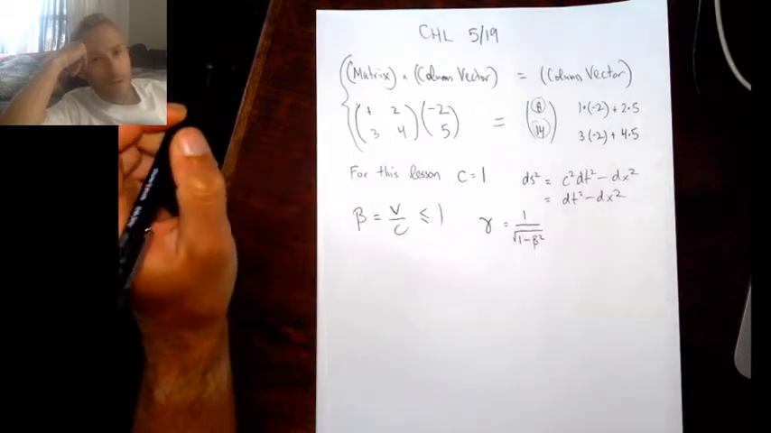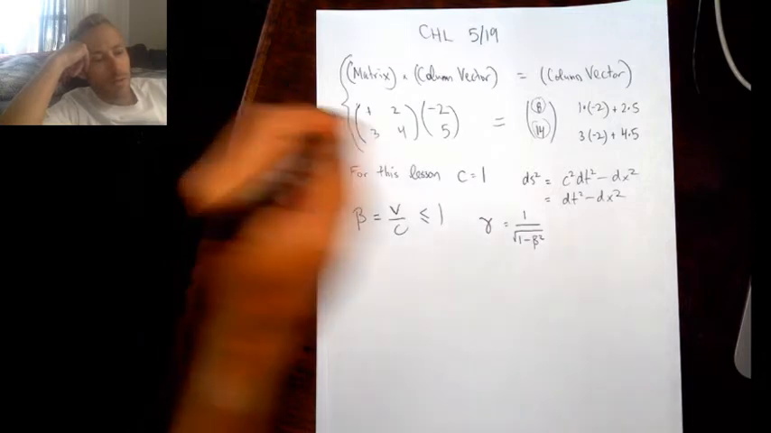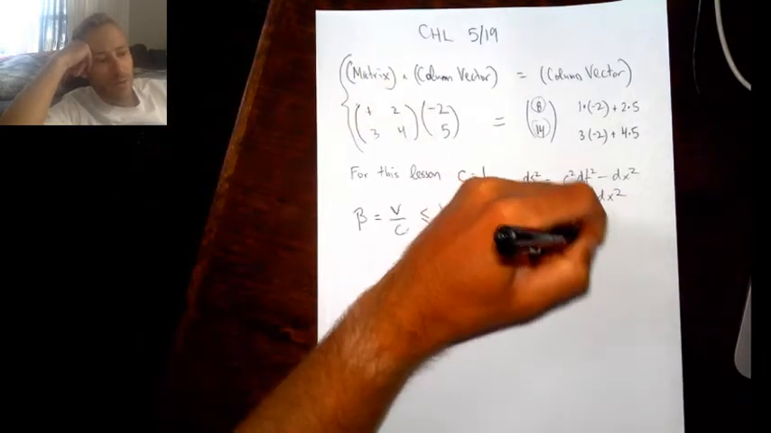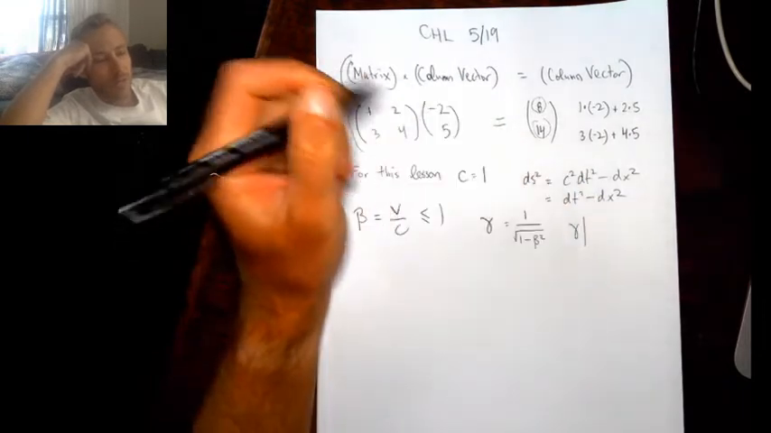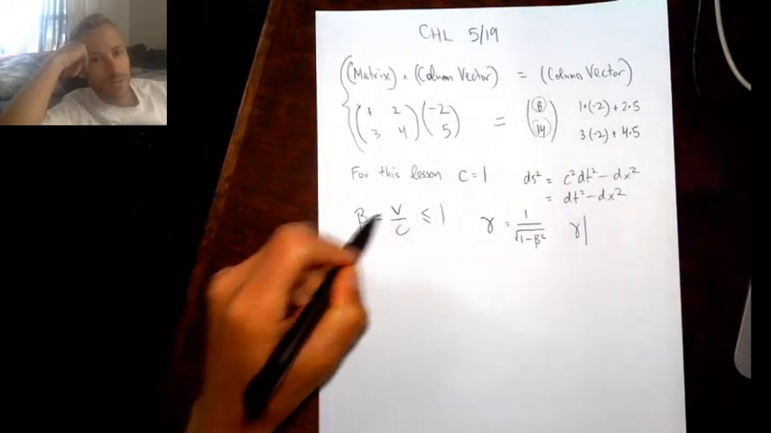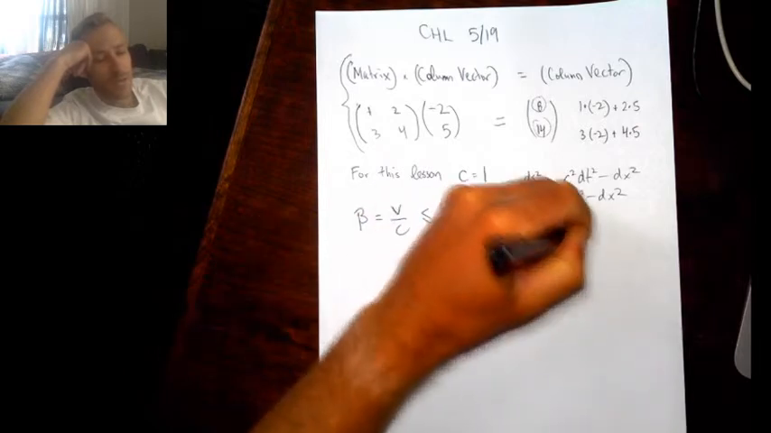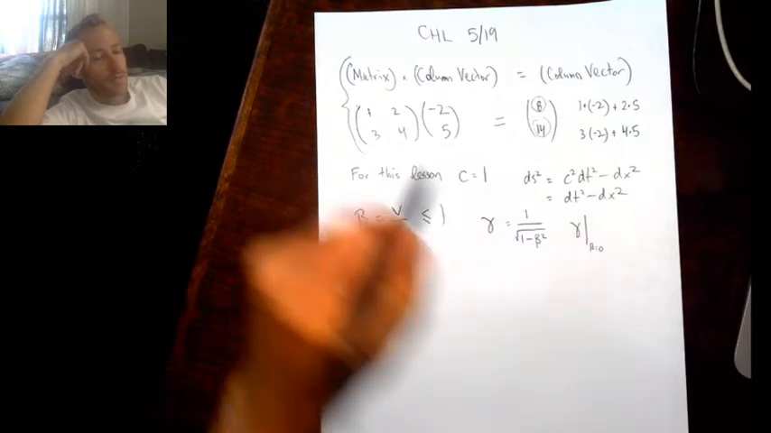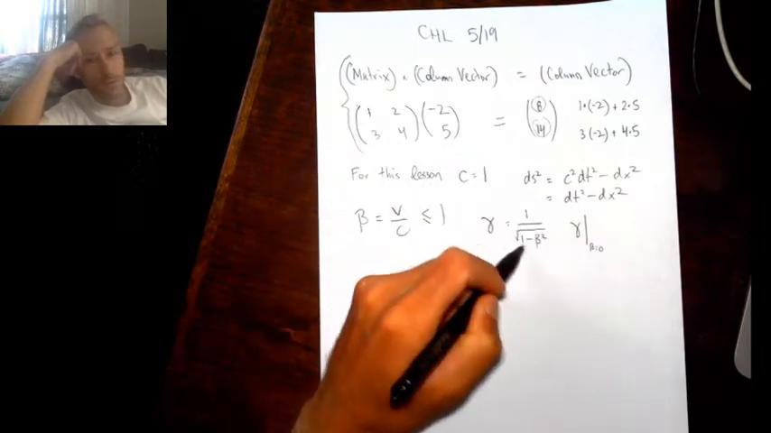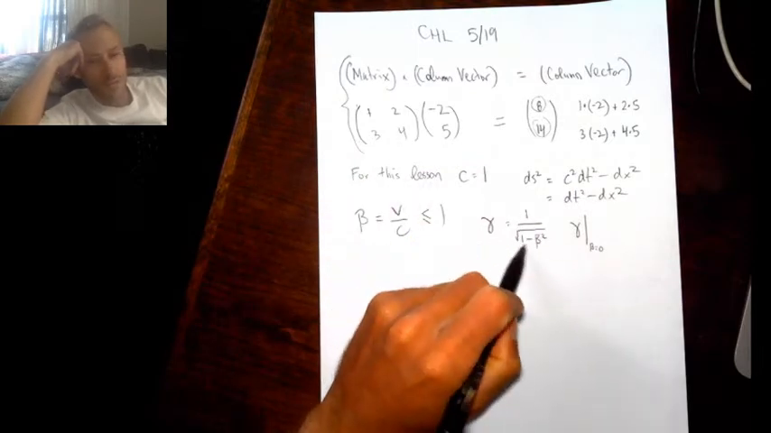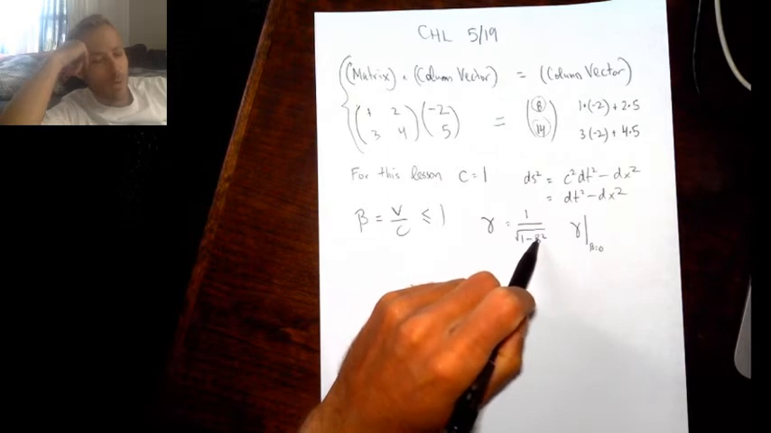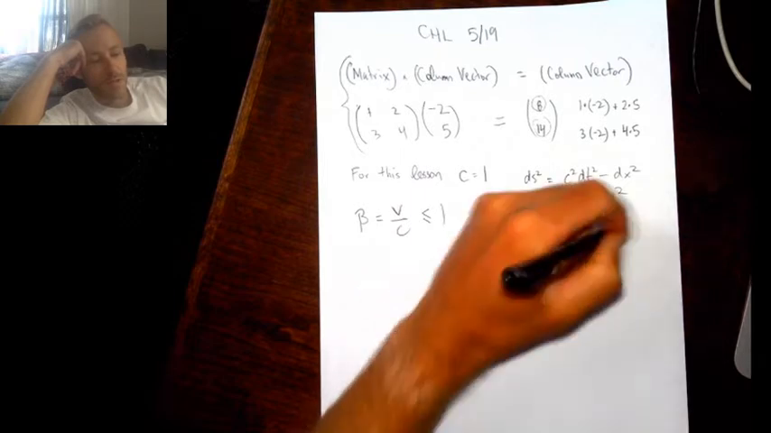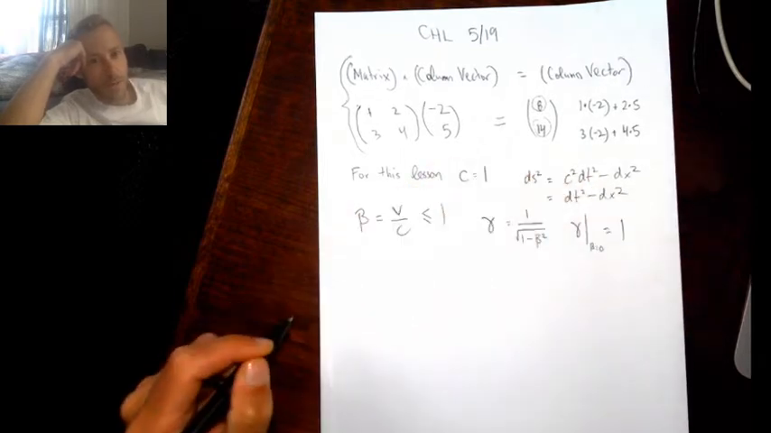Okay. So one of the things I want to point out is, what is the relativistic gamma if you are at rest? If you're at rest, then your velocity is 0, which means beta is 0. So what is gamma evaluated at beta equals 0? You'd have 1 over the square root of 1 minus 0. So you'd have 1 over the square root of 1, which is the same thing as 1 over 1. So it's just equal to 1.